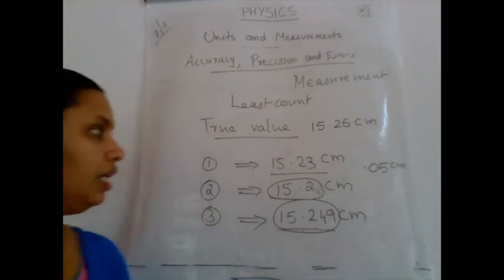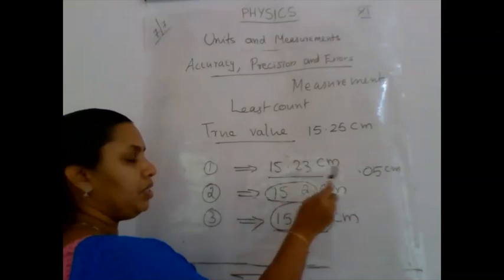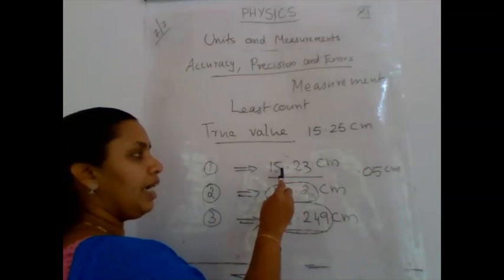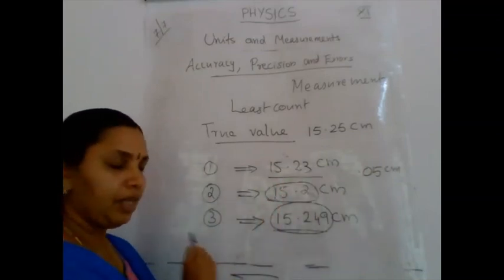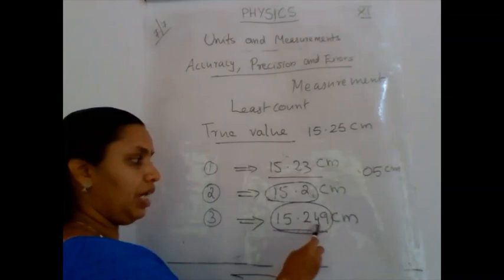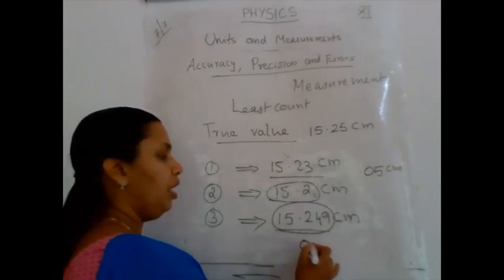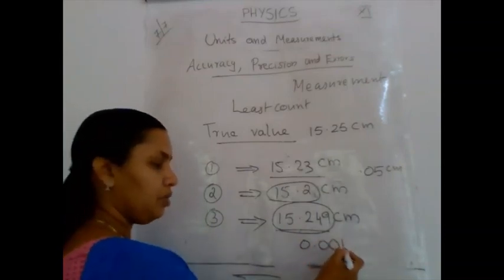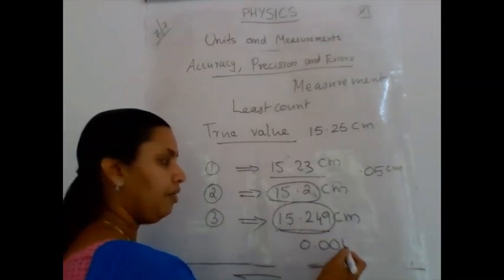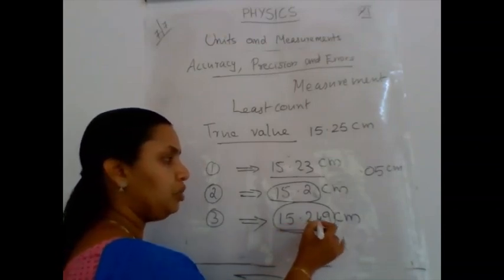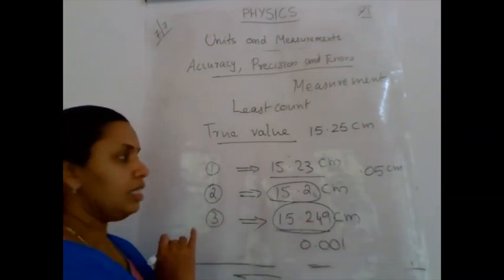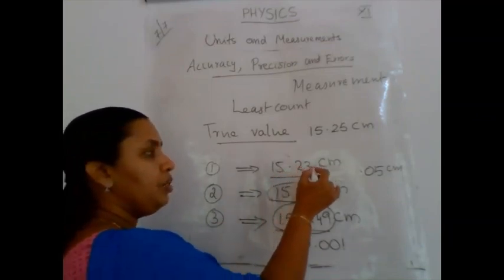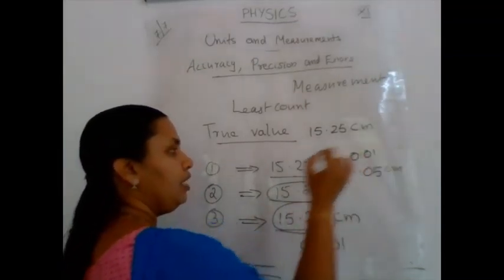So here, see the difference. Here I can measure only 0.01 centimeter: 0.01, 0.02, like that I am getting 15.23. And in this device which I used here, I can go for the measurement 0.001, 0.002, 3, 4, 5, like this I am getting it as 15.249. Isn't it? And here it is 15.23. Here the least one is 0.01 centimeter.